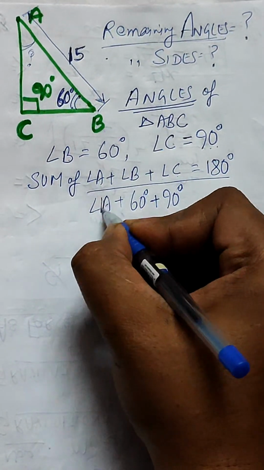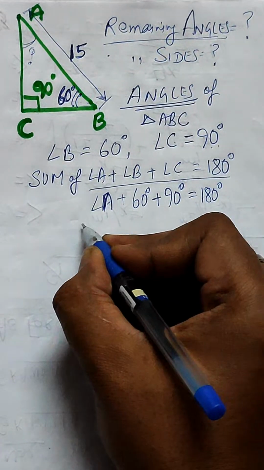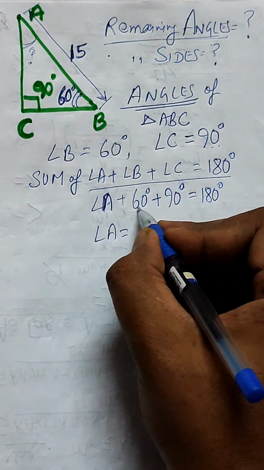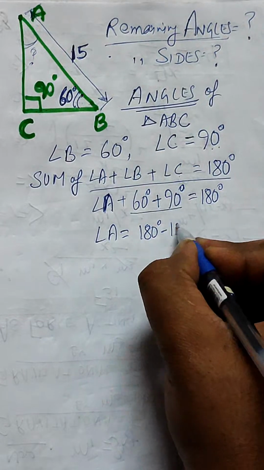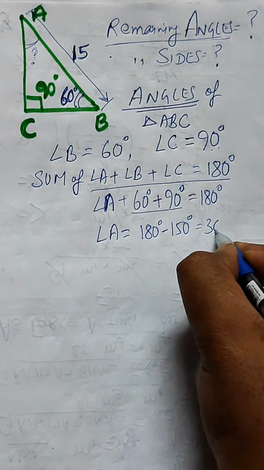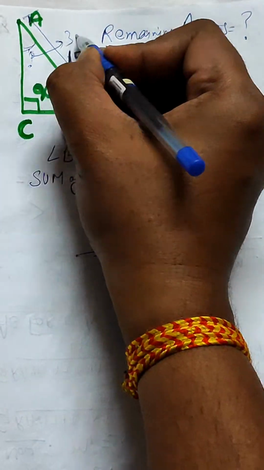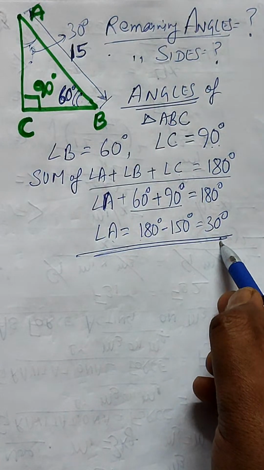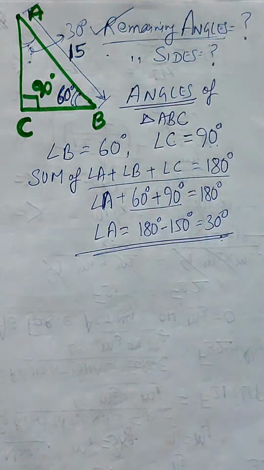And angle A will be acting as a variable, and you can see this is a linear equation in one variable. In this way we are going to calculate the value of angle A. 60 plus 90 is 150. So 180 minus 150 will give you 30 degrees, right? So angle A is calculated as 30 degrees. Now this part, the first part, is solved.